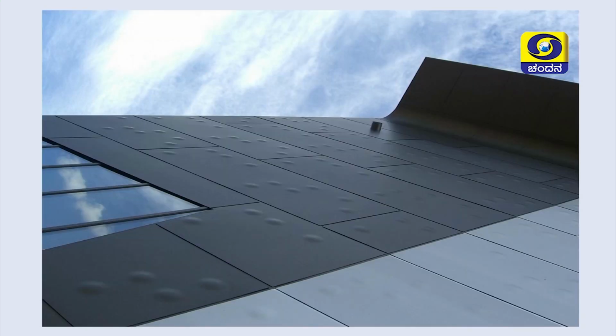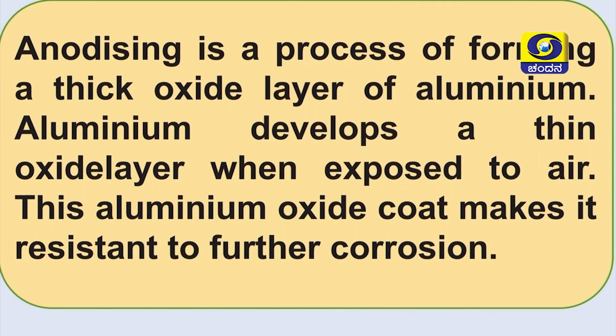Now, you are seeing something here. Can you guess what this is? It is aluminium. Do we know what aluminium is? Generally we have seen aluminium as a silver colored metal, but here you saw something very black in color, but that is actually aluminium. How did that happen? This is by a process called anodizing. Anodizing is a process of forming a thick oxide layer on aluminium.